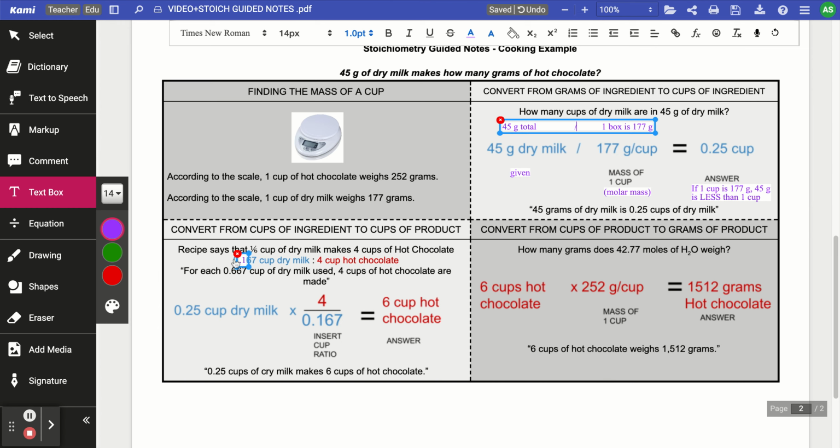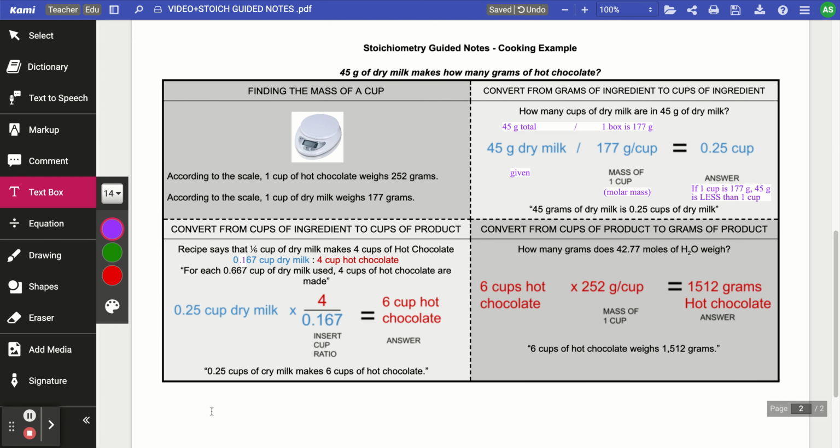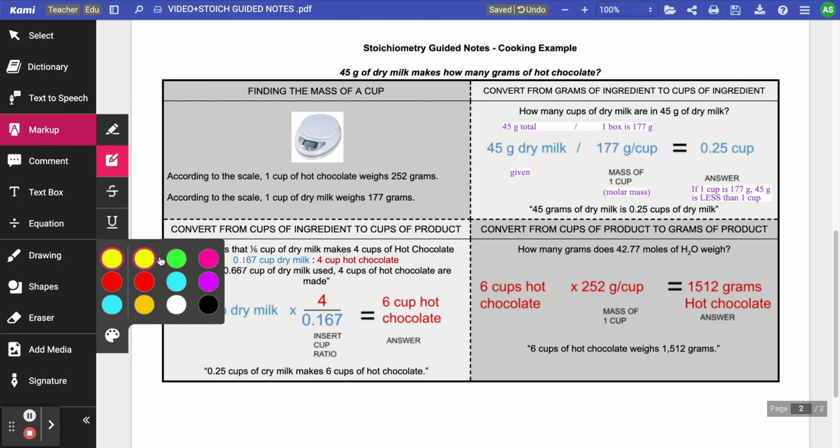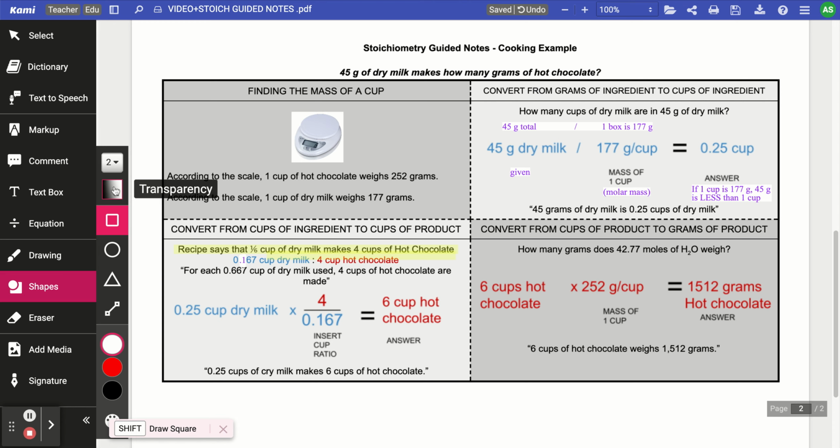All right, now down here, converting from cups of ingredients to cups of product. This is definitely the strange part. So let's focus on my recipe. My recipe says that 1/6 a cup of dry milk makes 4 cups of hot chocolate, which means that 0.167 cups of milk make 4 cups of hot chocolate. Okay, but I don't know what that means. I don't know why that is useful for me to know.